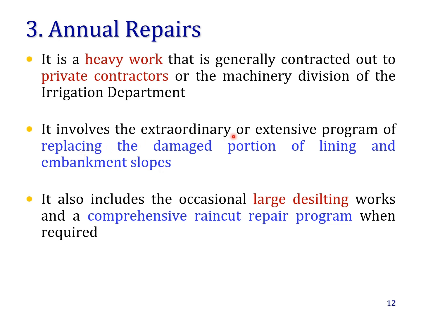It involves the extraordinary or extensive program of replacing the damaged portion of the lining and embankment slopes. Maybe some reach, say 5 kilometer, 10 kilometer long reach, which you cannot do during the seasonal repair, you do in the annual repair. It also includes occasional large desilting works and comprehensive rain cut repair program when required. So large desilting you have to do during the annual repair once in a year.